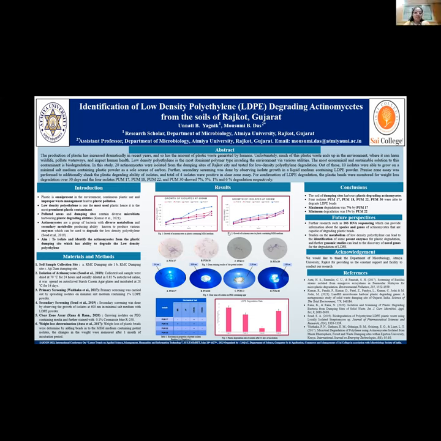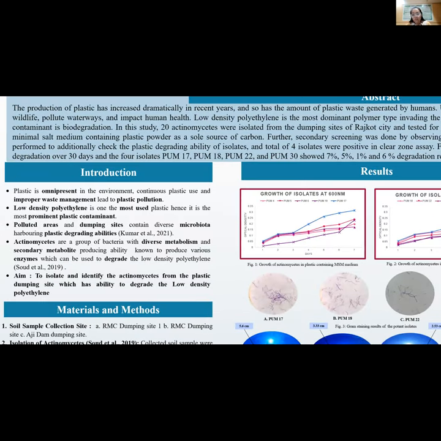Okay, ma'am. So I'm Unnati Yagnik. Today I'm presenting a poster titled Identification of Low Density Polyethylene Degrading Actinomycetes from the Soil of Rajkot Region, Gujarat. As we all know, plastic is a universal problem and is omnipresent in the environment. I have chosen low density polyethylene specifically because it is the most used type of plastic in packaging material.